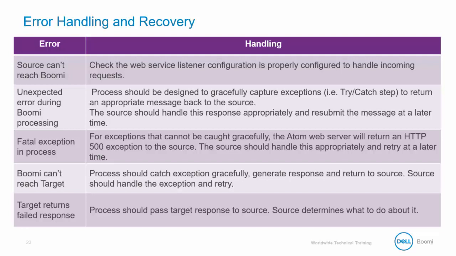Boomi can't reach the target. Processes should be able to handle errors, and the source should be able to handle the exception and retry. Finally, the target returns a failed response. The process should pass the target response to the source, and the source determines what to do about it. One final note, in case a web service is used for creation, idempotency should be ensured either by the messaging system or the target application.